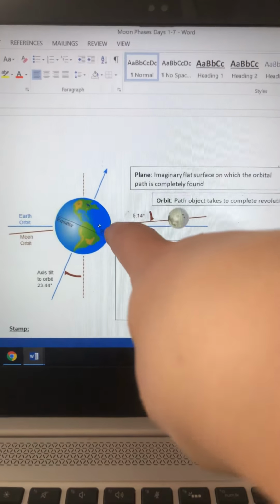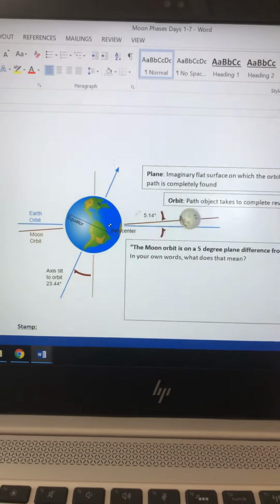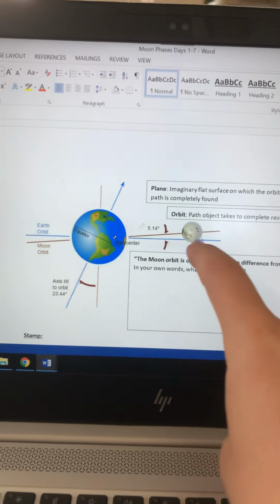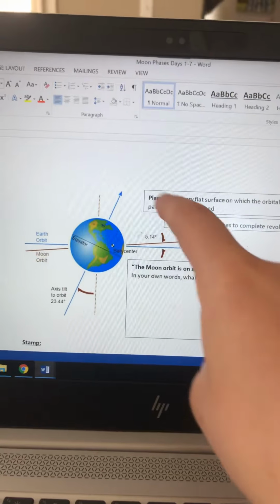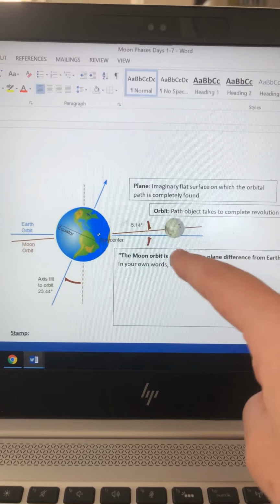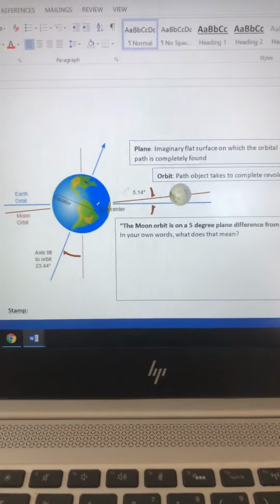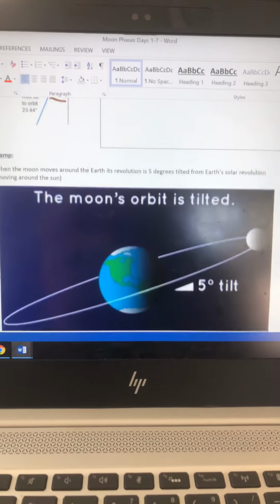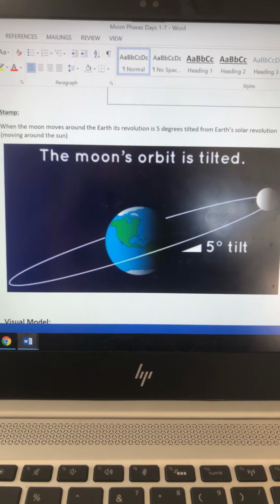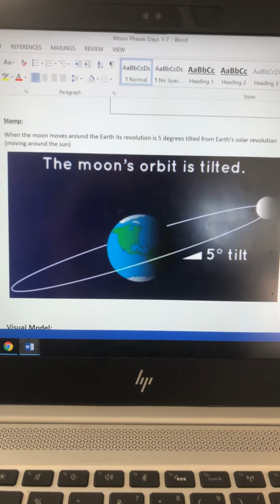However, you notice here that the moon is on a 5-degree tilt. That makes it on a different plane. So it is not moving around the sun or around the Earth the same way that the Earth is moving around the sun. It has a little bit of a different plane, and that's going to be important in a minute. So when the moon moves around the Earth, its revolution is 5 degrees tilted from the Earth's solar revolution moving around the sun.